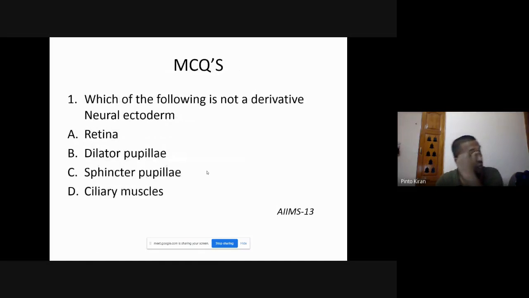Okay, coming to some of the questions, based on the questions I was able to reconstruct what theory part is essential for you people. If you look at these questions, you can answer all of them, I think. Which of the following, this question was asked in AIIMS 2013. Which of the following is not a derivative of neuroectoderm?